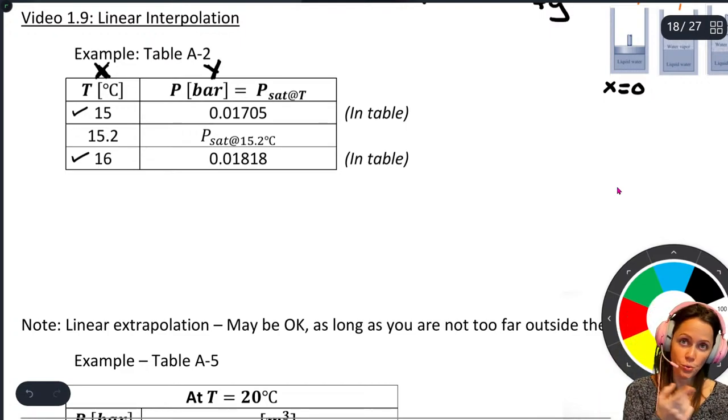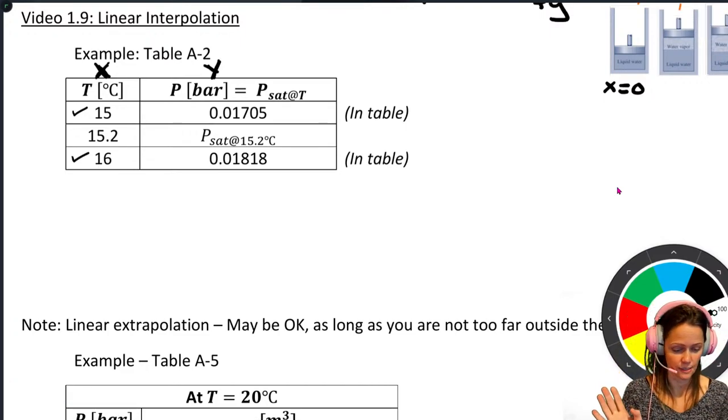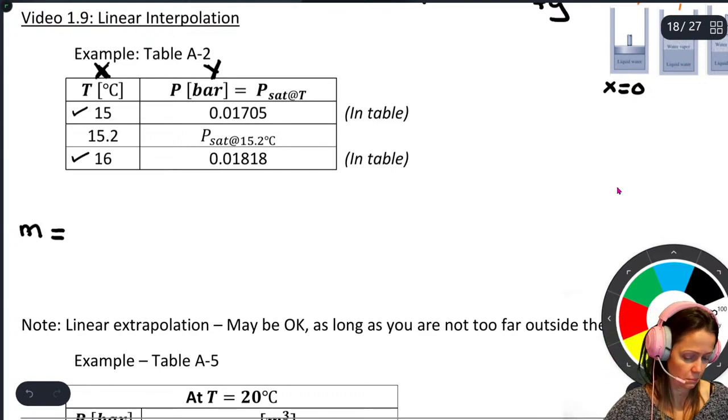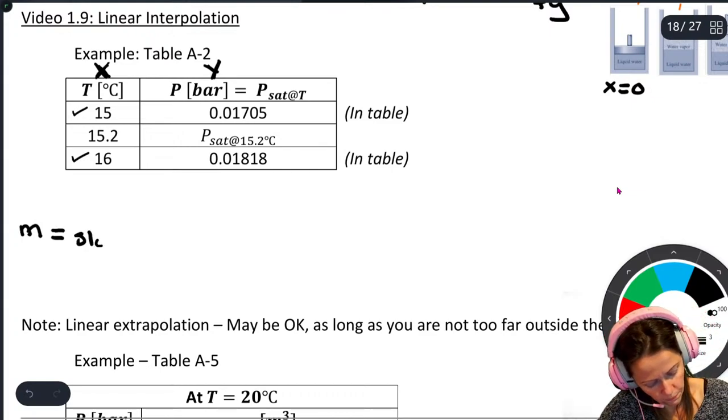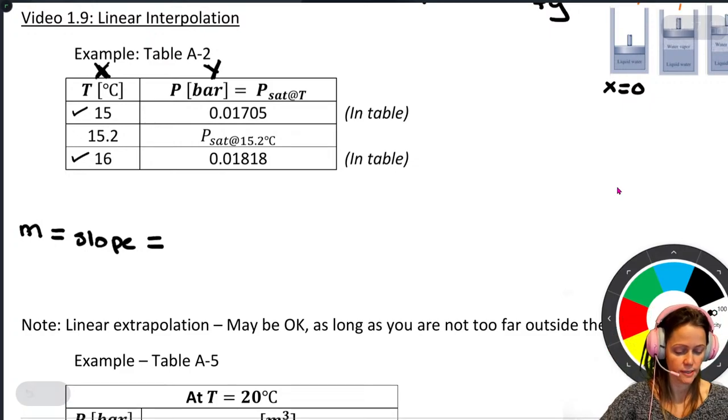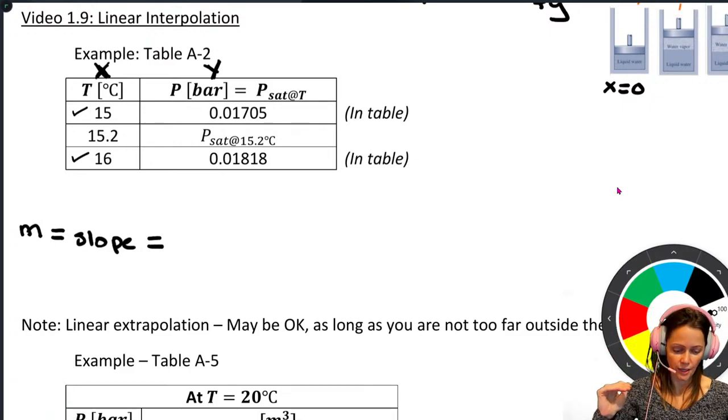If I switched it around, it would not matter. It doesn't matter. All right. So your slope, which is what we always use M for, is the slope between those data points. So it's change in Y over change in X. Make sure that you're being consistent in the order that you're going in.